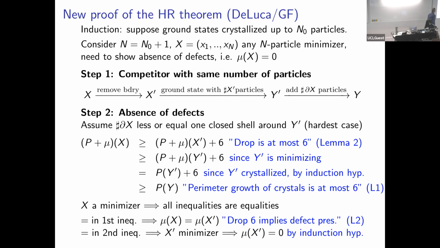And then finally, by the equality in the second thing here, between this and that, and the fact that Y prime is a minimizer, X prime is also a minimizer. And by the induction hypothesis, it has no defects. So this way I kill the mu of X prime. Which again shows the role of topology. This is a topological defect, and you cannot do anything between X and X prime to get this defect out. Or if you do it, then I would see a strict inequality somewhere here.